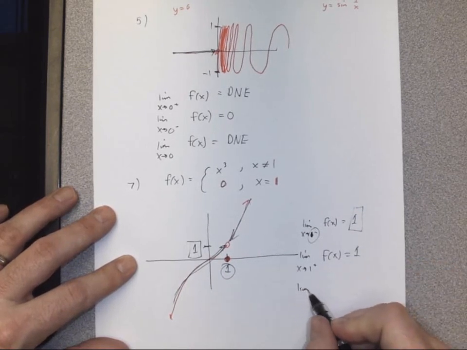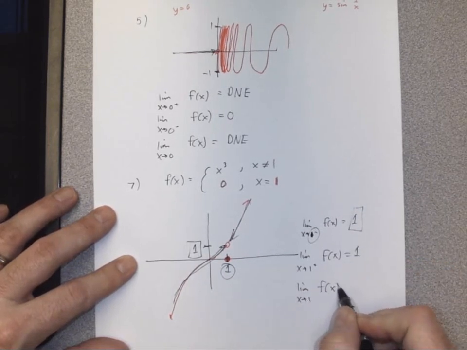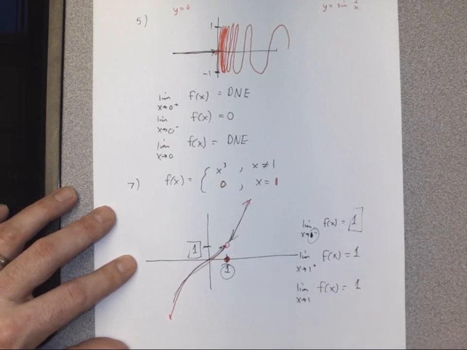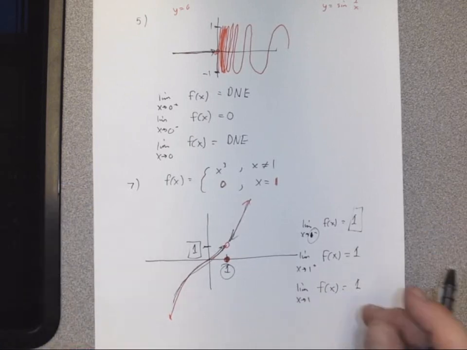So does the limit exist? No, because for the limit to exist, the left and right have to be the same. I mean, they have to exist and they have to be equal.